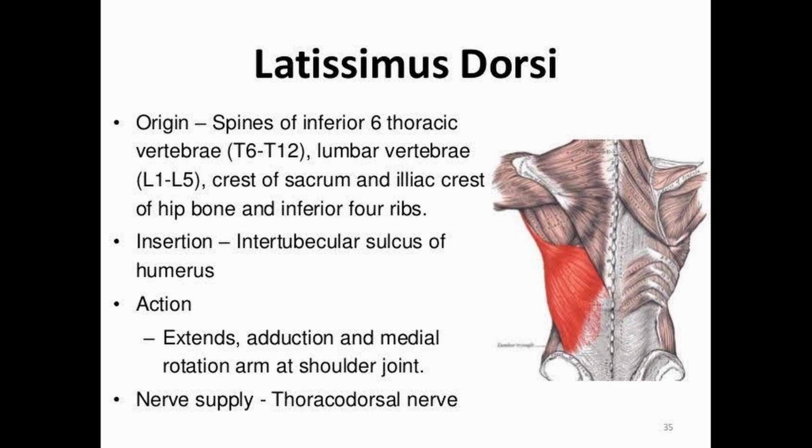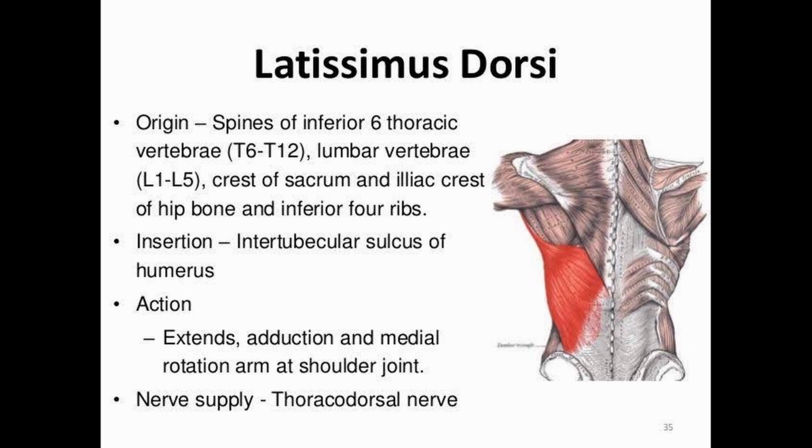Now the second muscle is the latissimus dorsi muscle. The latissimus dorsi takes origin from the spines of the inferior six thoracic vertebrae, it means T6 to T12, and the lumbar vertebrae L1 to L5, and the crest of the sacrum and iliac crest of the hip bone and inferior four ribs. So these are the origins of the latissimus dorsi, and it is inserted into the intertubercular sulcus of the humerus. As you can see on the diagram, there is the latissimus dorsi muscle.